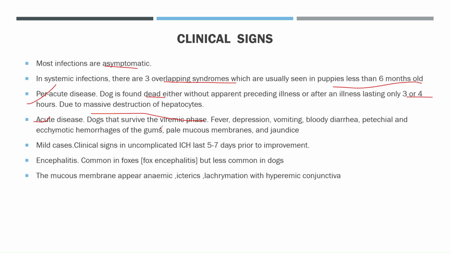Now acute disease: some dogs survive the viremic phase. Okay, they will survive the viremic phase. Other dogs do not survive the viremic phase. Okay, fever, depression, vomiting, bloody diarrhea.